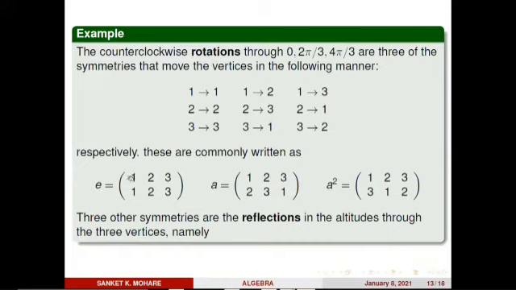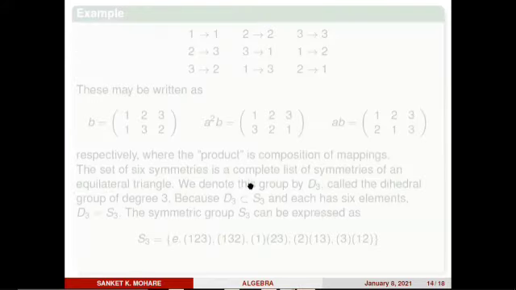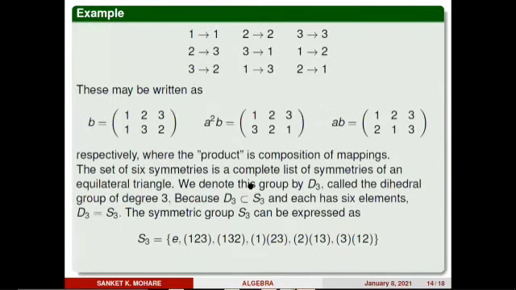Here, E is the identity, 1 2 3. A we are now representing in cycle notation, which is (1 2 3). Now B, you can find B here also: 1 is fixed, 2 goes to 3 and 3 goes to 2. This is called a cycle.